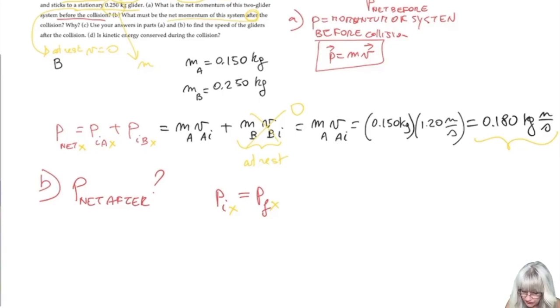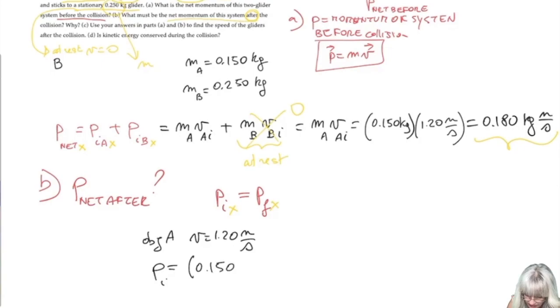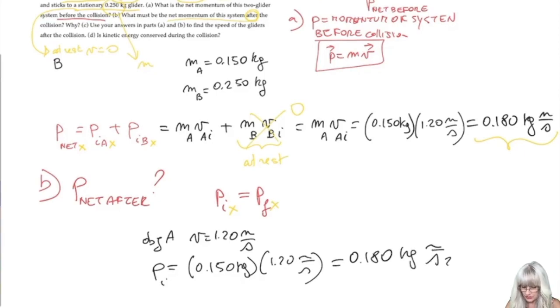Just a quick consideration. Remember, object A is moving at 120 meters per second. So this quantity initially will be 0.150 kilograms, its mass, multiplied by 120. So again, it will come out to 0.180 kilogram meter per second. So, excuse me, kilogram meter per second. So this is equal also to your final after the collision.